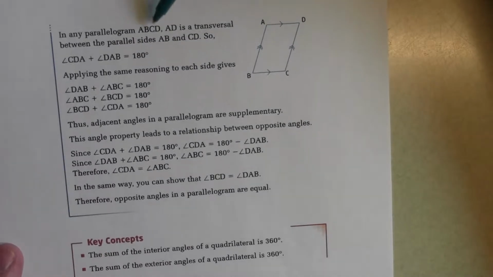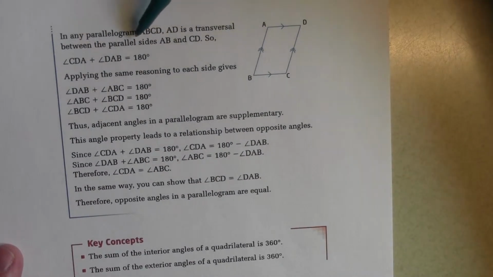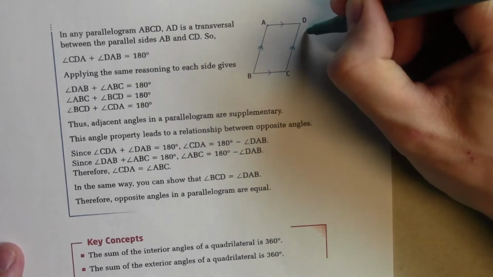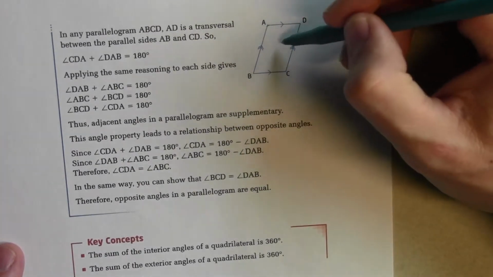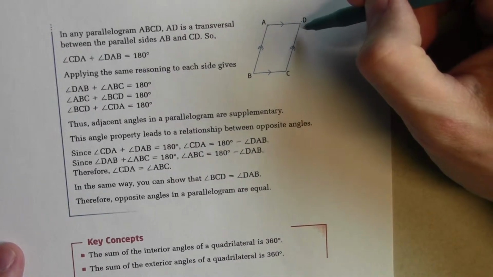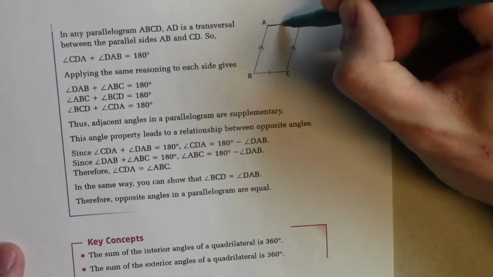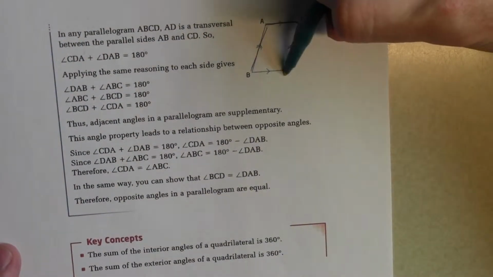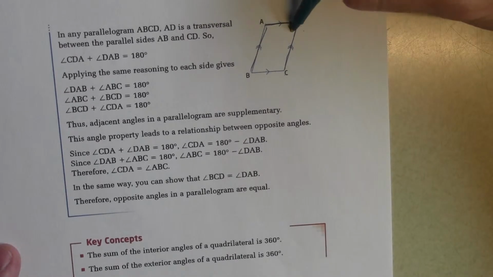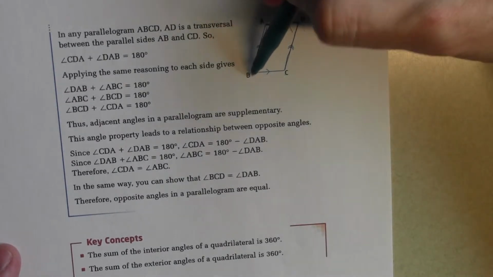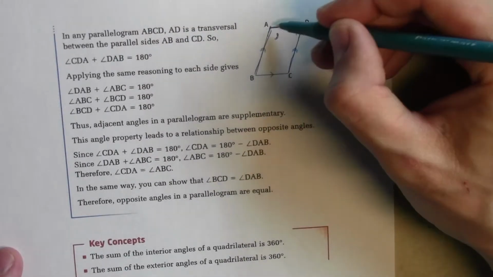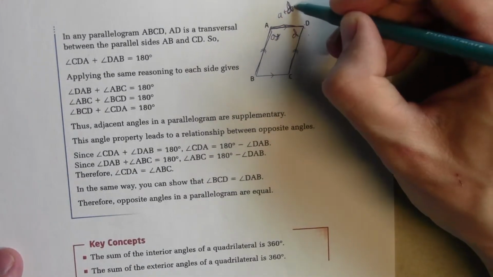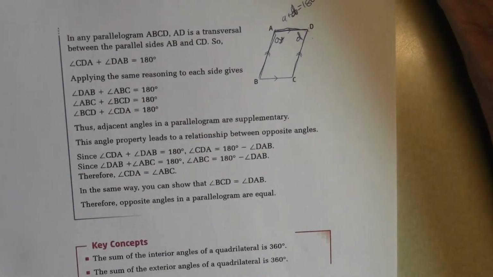Finally, we'll read this last part. In any parallelogram ABCD, AD is a transversal between the parallel sides AB and CD. This line connects these two lines. CDA plus DAB, CDA, this angle, plus DAB, this angle, is equal to 180. So that's the C pattern. All right? A and D, A plus D is equal to 180. Any questions on that pattern?